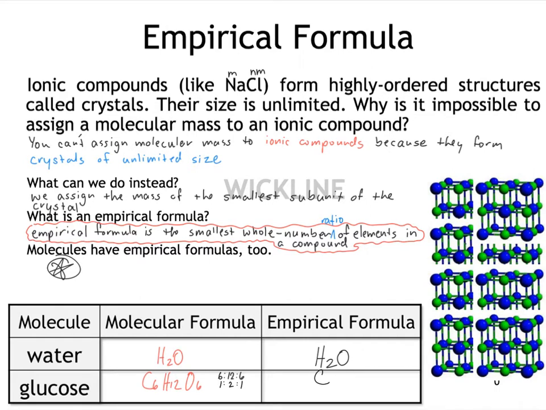So carbon is going to have 1. I don't need to write a 1, I already wrote the C. The H will have a 2, which I don't need to write. And the O will be 1. So CH2O would be the empirical formula for glucose. So glucose is a molecule, and molecules have empirical formulas too, not just ionic compounds.